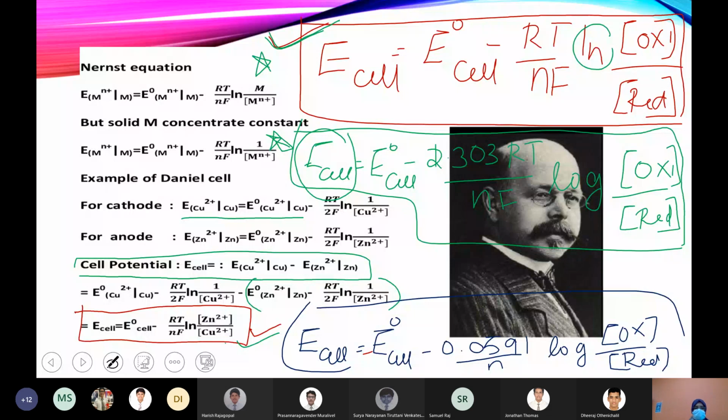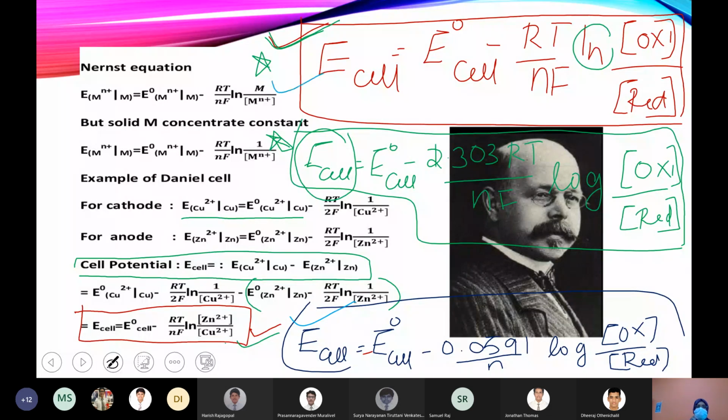You will always be using the final one, because R is already constant and F is already constant. T is the one which can change. But if T is kept as 298 Kelvin, that is the room temperature, then this is the final value: E0 cell minus 0.0591 divided by n, log oxidized by reduced. n will be changing for the metal, so it can't be substituted. It will always be n.